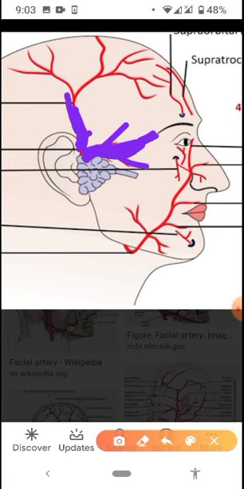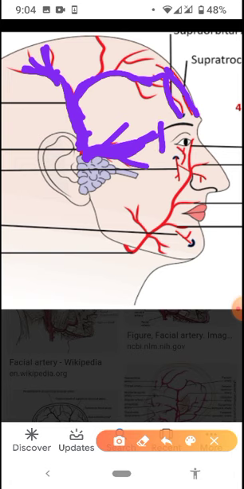Okay, moving to the next, the superficial temporal artery moves on and supplies the scalp. We are not discussing the scalp because today our topic is the arterial supply of the face, and that's why I'm not going into detail of this artery. We are concerned with this branch, the supratrochlear and supraorbital arteries, which are the branches of the superficial temporal artery. So the superficial temporal artery has three branches: one is the transverse facial, another is the supratrochlear, and the third is the supraorbital.